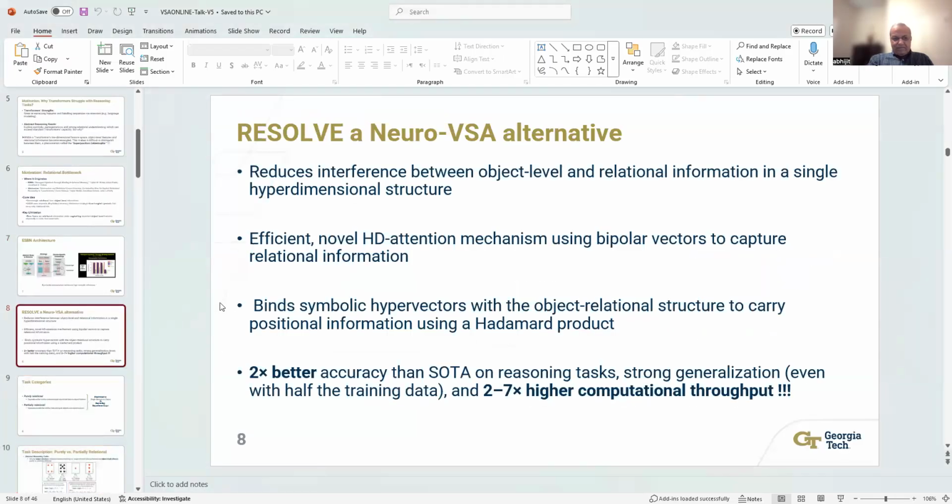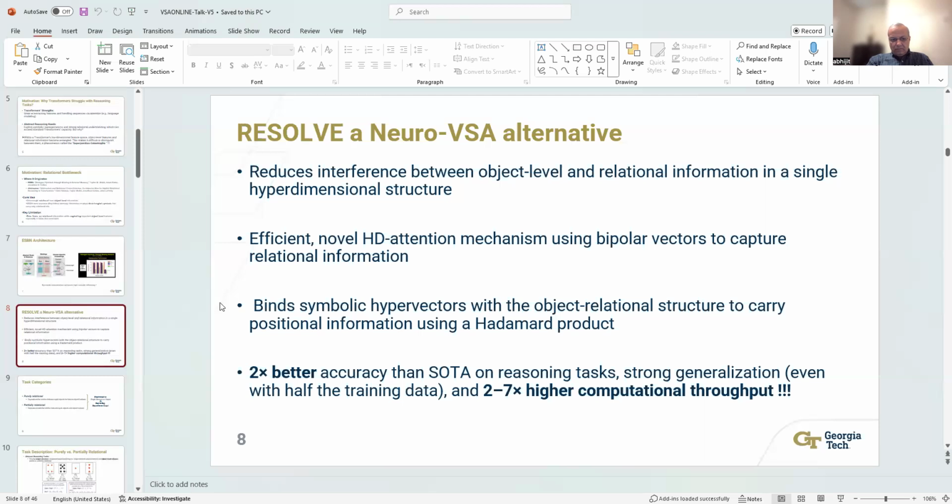So the idea is to introduce a neuro vector symbolic alternative to the relational bottleneck. The key contributions of the proposed architecture are to reduce the interference between the object level and relational information in a single hyperdimensional structure. We will introduce an efficient and novel HD attention mechanism using bipolar vectors to capture relational information.